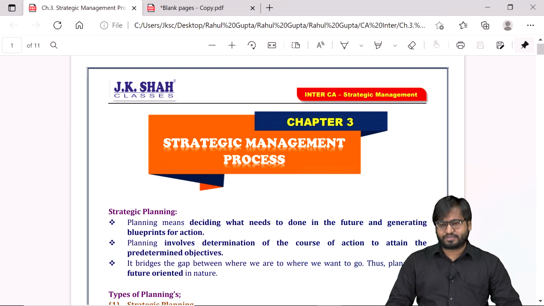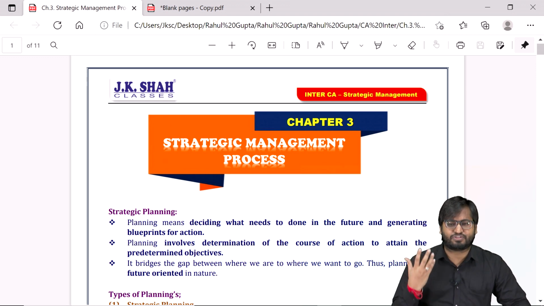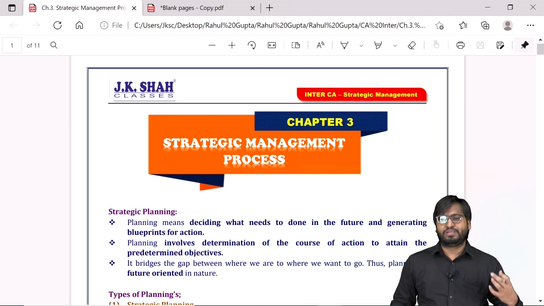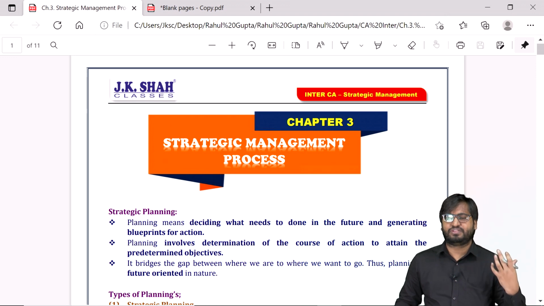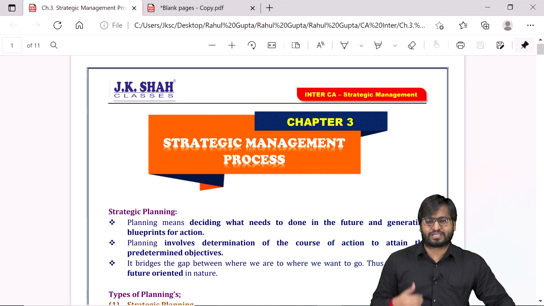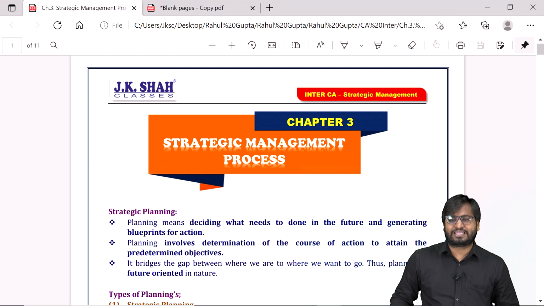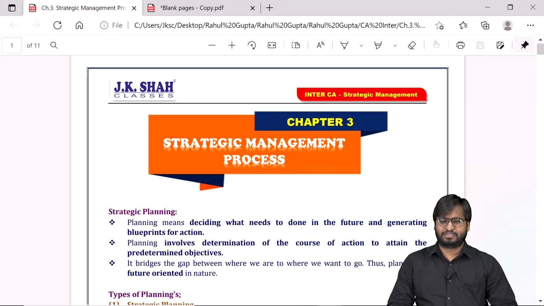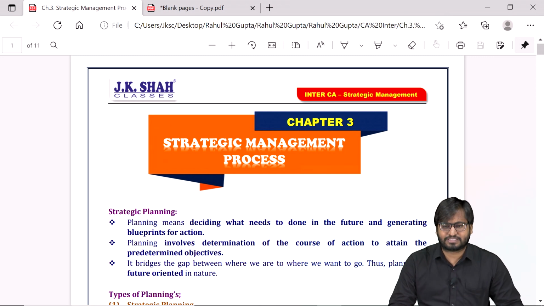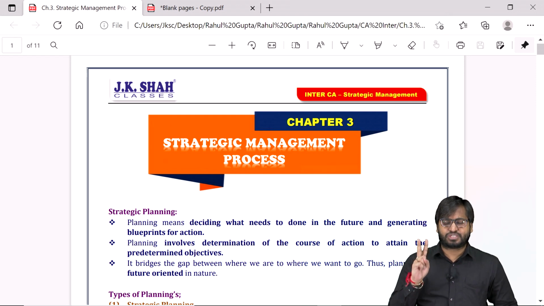In this chapter we'll be studying what do you mean by planning, what are the different types of planning, what do you mean by decision making, what are the different types of decision making. We will also be revising strategic intent, what are the elements of strategic intent. We will also be revising strategic management model, and thereafter 3 important points: the elements of strategic intent, vision, mission, goals and objectives in detail. So let's start our discussion.